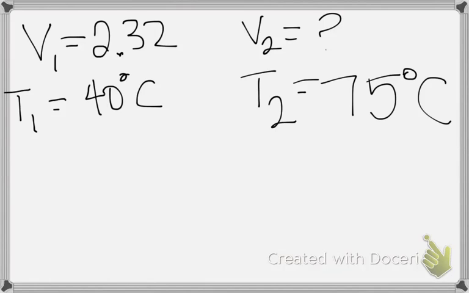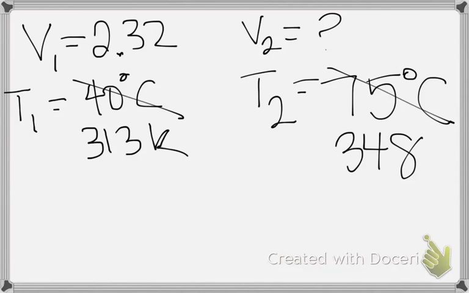So what's the first thing that we need to do? Temperatures. Very good. Remember, I told you your temperatures aren't in Celsius. They need to be in Kelvin. So we need to convert that first. 40 plus what in order to turn it into Kelvin? 273. So my new temperature is now going to be 313 Kelvin. And then my other new temperature is going to be what? Very good, 348 Kelvin.